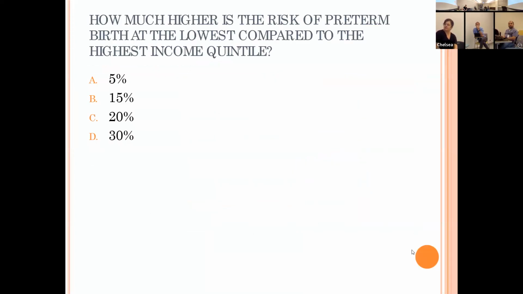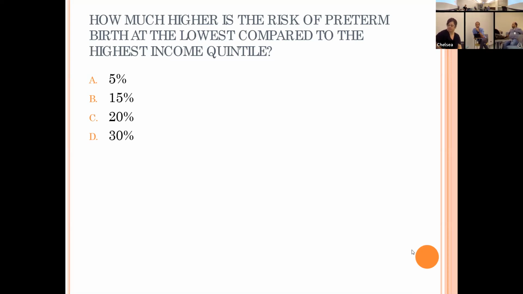So how much higher is the risk of preterm birth at the lowest compared to the highest income quintile? If we take the population, this is using area level income. A lot of statistical research uses area level income. It goes down to your 6-digit postal code, and then from the census, we know the average income of that postal code. That's called the dissemination area. And then we can assign an income quintile to that area. It sounds like it shouldn't work, but it actually does really well because people live in general areas.